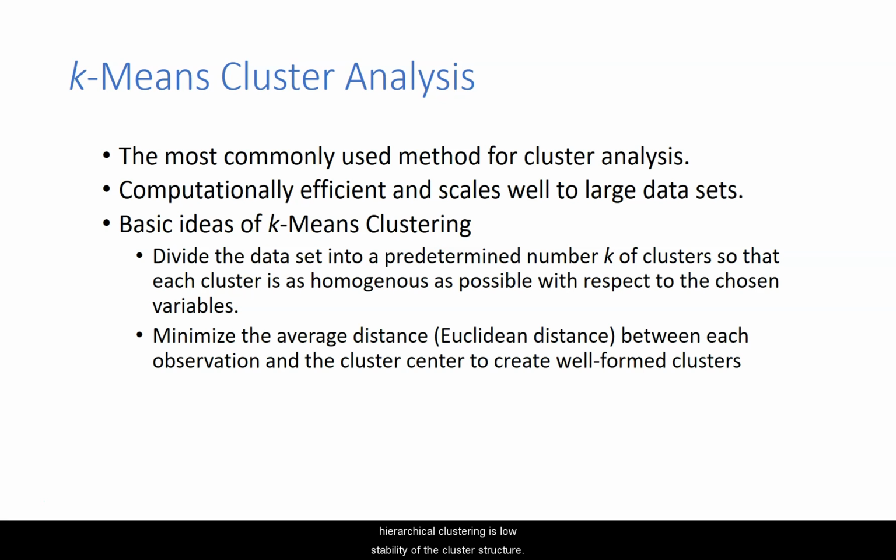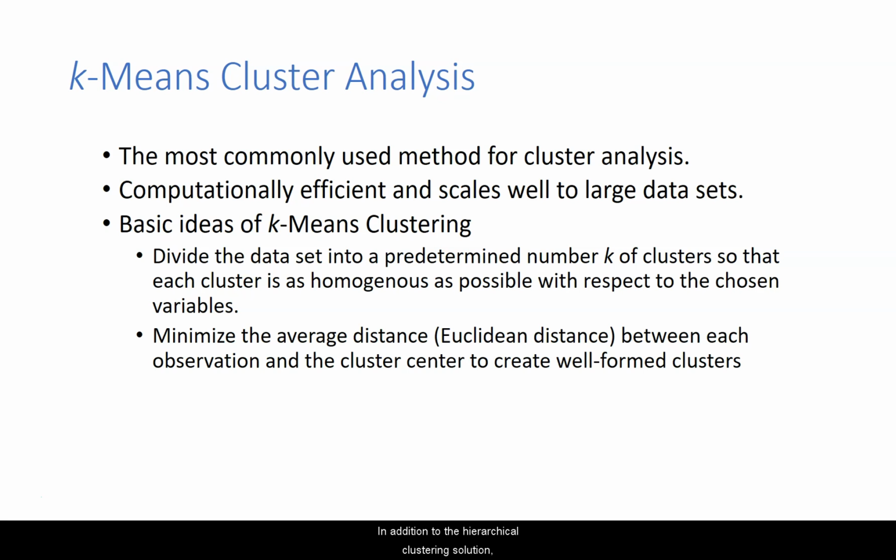Another limitation of hierarchical clustering is low stability of the cluster structure. First, the algorithm only makes one pass through the data to assign observations to clusters. Second, different choices of distance between clusters, such as single, complete, or average linkage, tend to lead to very different cluster structures. And dropping or modifying observations can also lead to very different cluster structures.